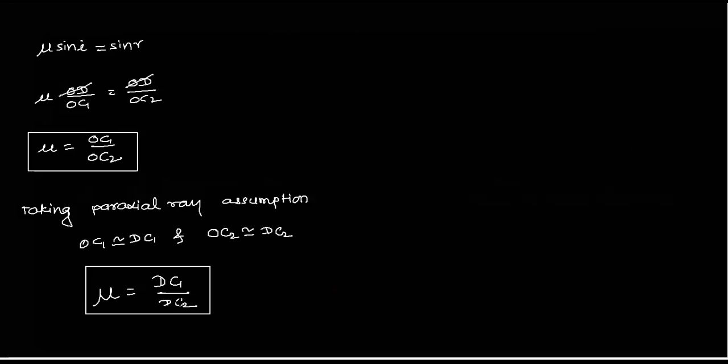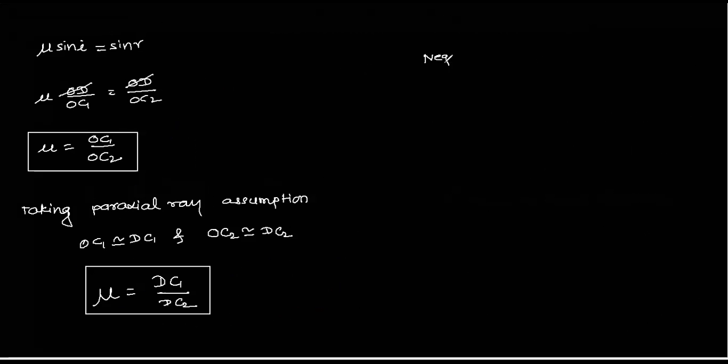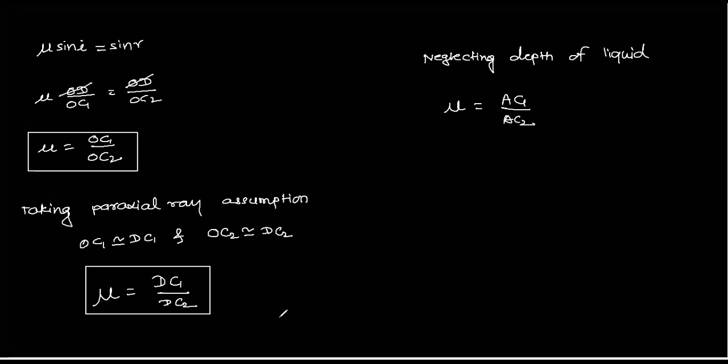Understand? And if we are neglecting the depth of liquid, if the liquid is a very small layer that we have poured, then neglecting the depth of liquid, what we are getting, mu is equal to AC1 by AC2, right? This is what we got, formulas for refractive index.